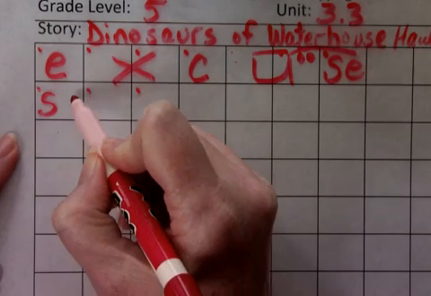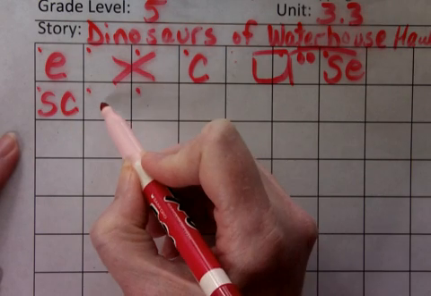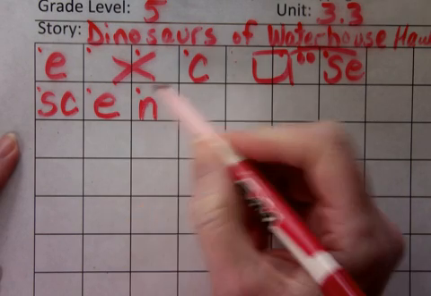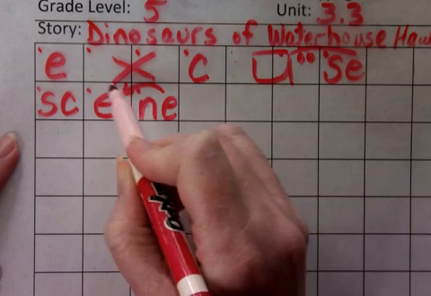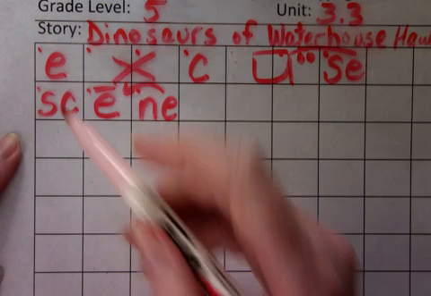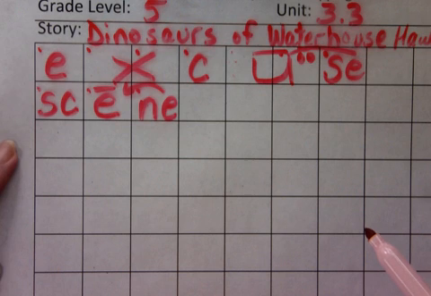S is spelled with the SC. The C is silent. The next sound is E. We need this to make the long E, so we need the silent E to make it say its long sound. Scene. If you want to cross out the C so that you can remember that it does not make a sound, you can do that too.